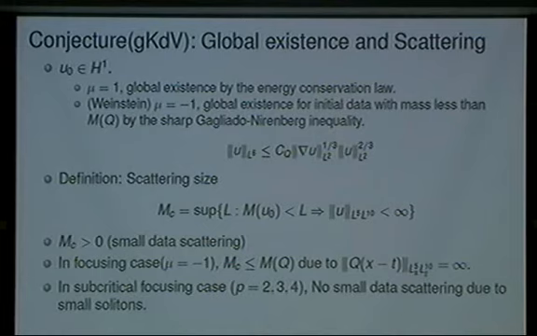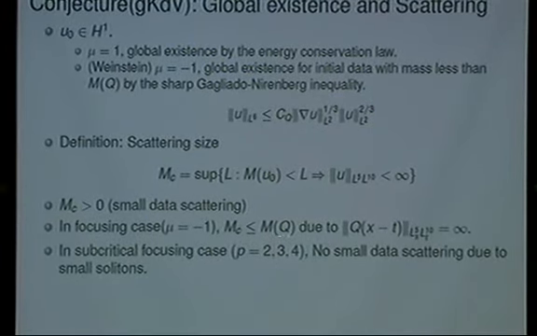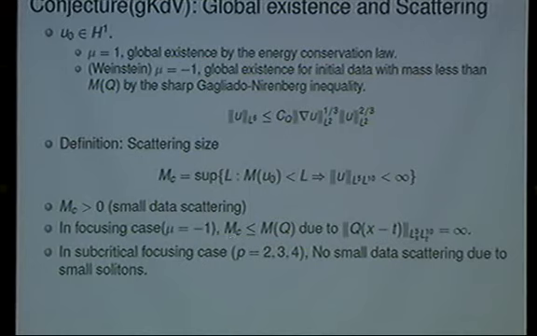In the focusing case, if the equation admits soliton solutions, then the critical mass should be less than or equal to MQ, because the soliton solution is a counterexample to scattering. From this observation, we can expect that at most the scattering size is MQ.